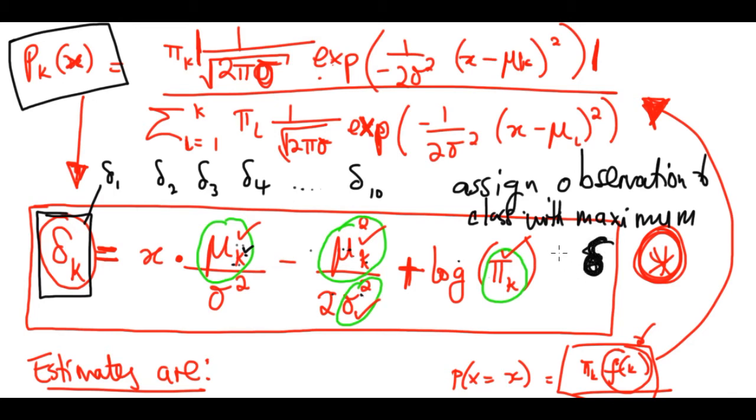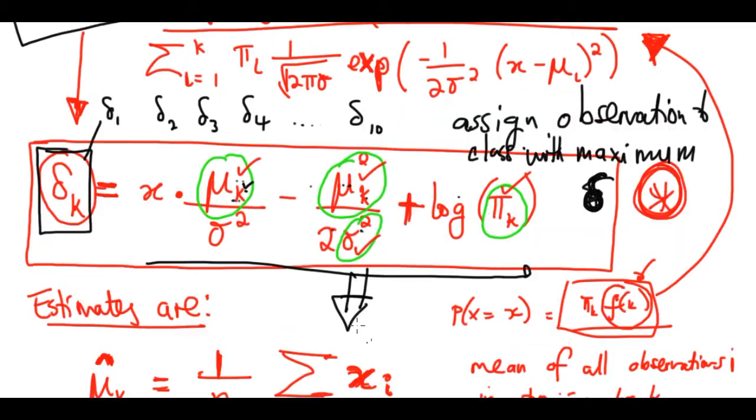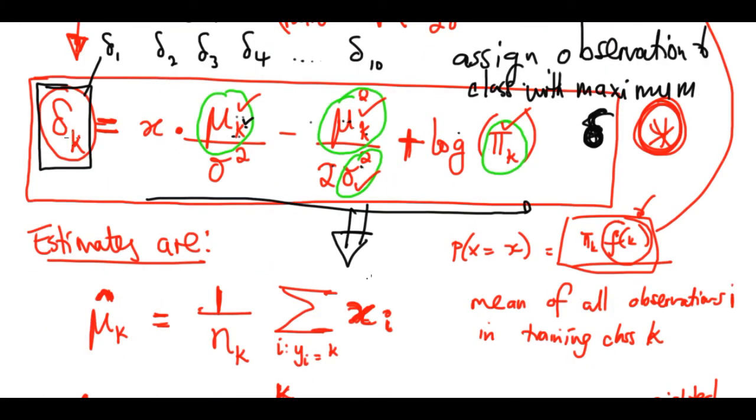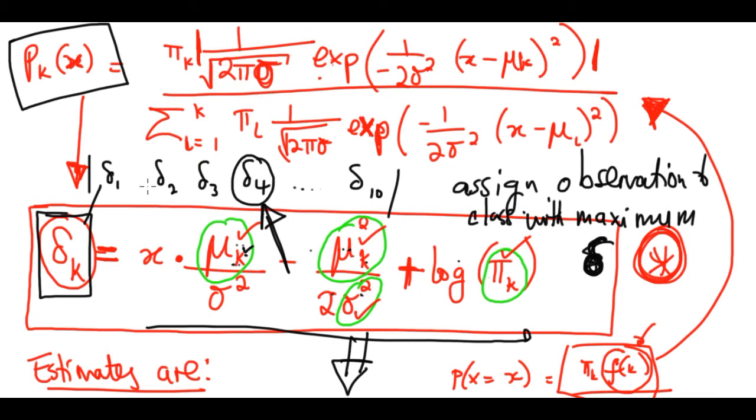The class with the maximum delta, when we calculate it this way for each class with our estimates: we keep the deltas, delta 1, delta 2, delta 3, and we compare these deltas now. Which delta is the highest? Oh, it's class number 4, which means this observation is going to be put into class number 4. It is an easier way than going through the probabilities. This is much easier.